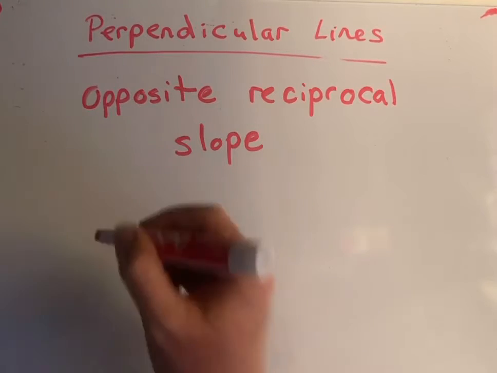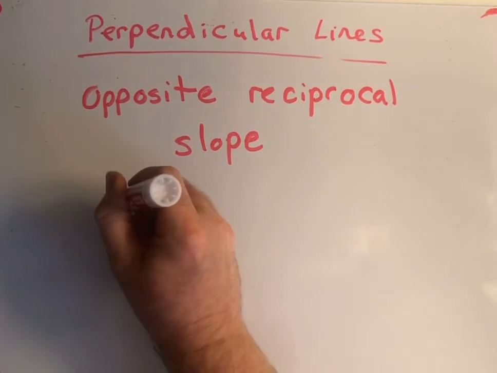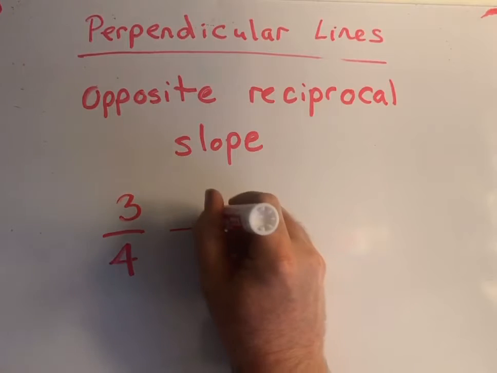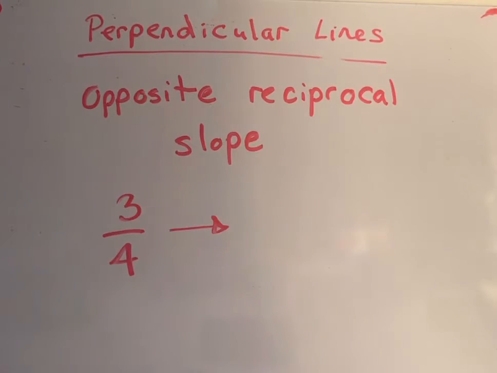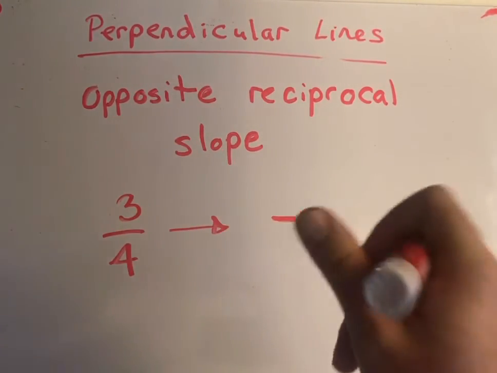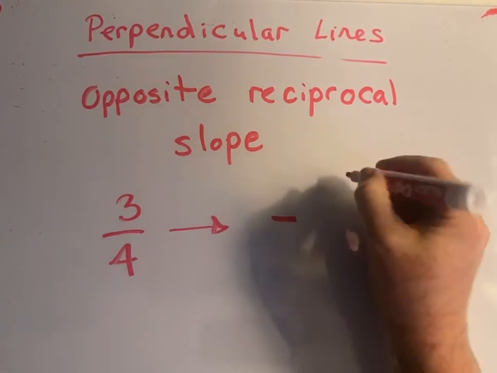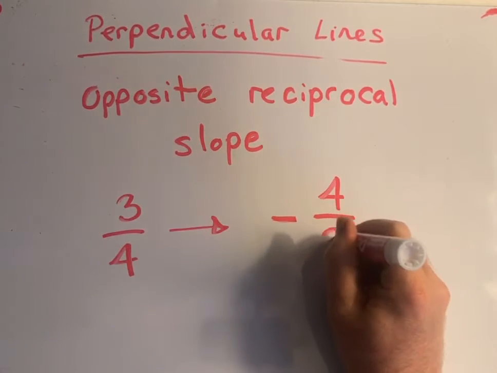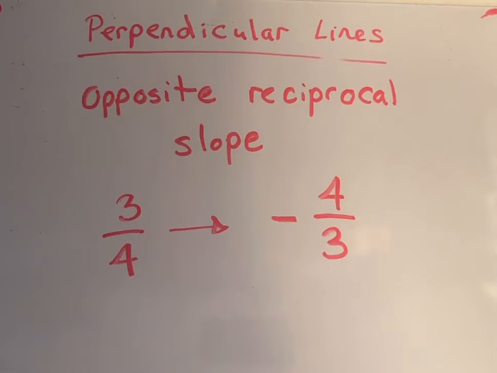So, for instance, if the slope of one line is 3/4, the opposite reciprocal of that, so the opposite of 3/4 would be -3/4. So we would do the opposite, so it's going to be negative, right? But the reciprocal means it's the flipped version of it. So we take that bottom number, we put it on top. We take that top number, we put it on the bottom. So the opposite reciprocal of 3/4 is -4/3.